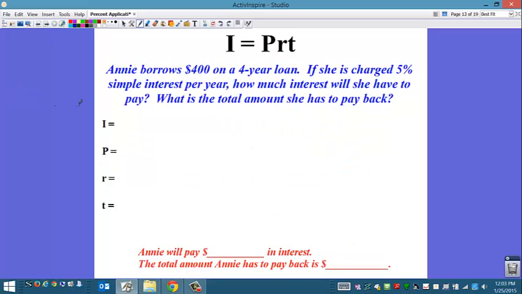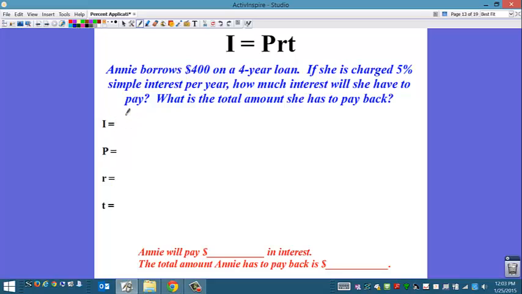So let's try another one. Annie borrows $400 on a 4-year loan. If she is charged 5% simple interest per year, how much interest will she have to pay? What is the total amount she has to pay back? So we've got 2 questions going on, and for both of them we need to know how much interest she has to pay. So we're going to go ahead, list our information.